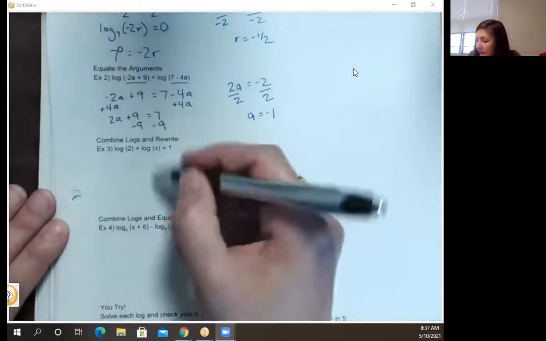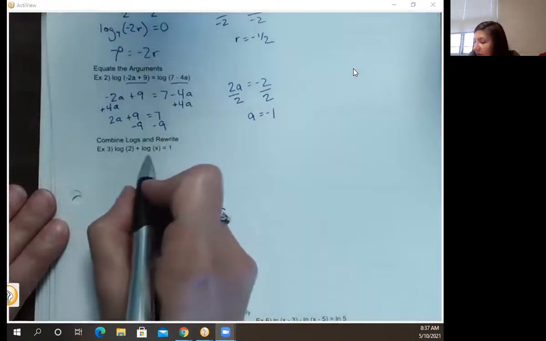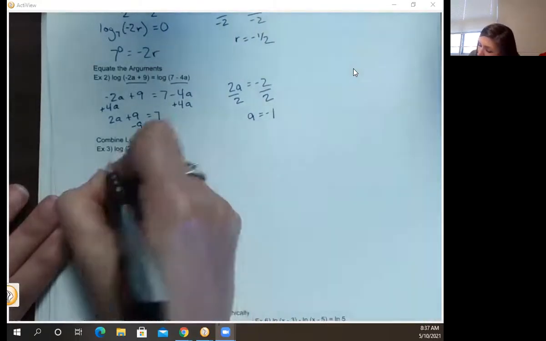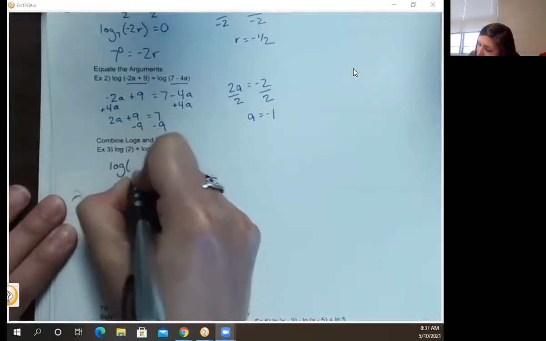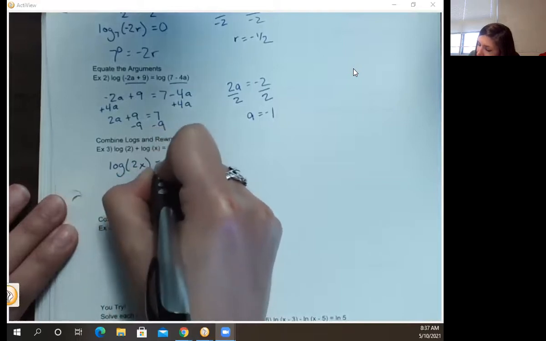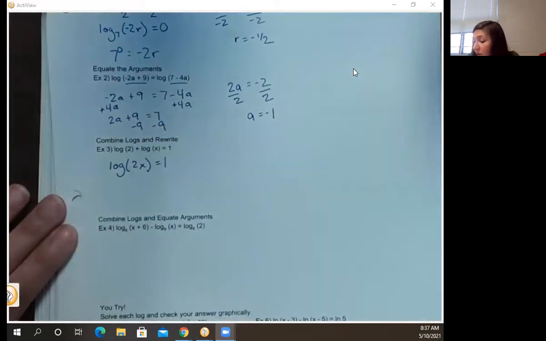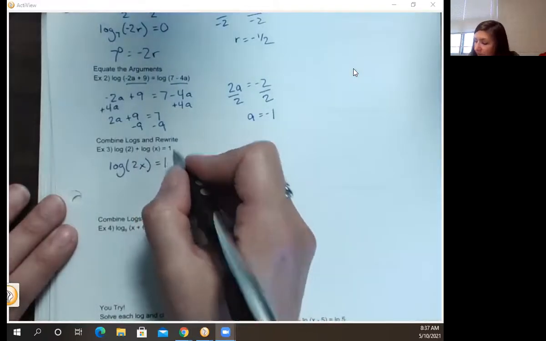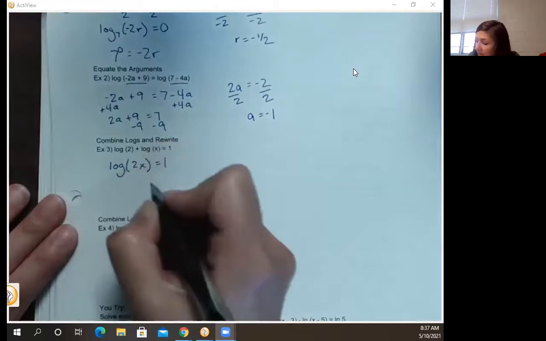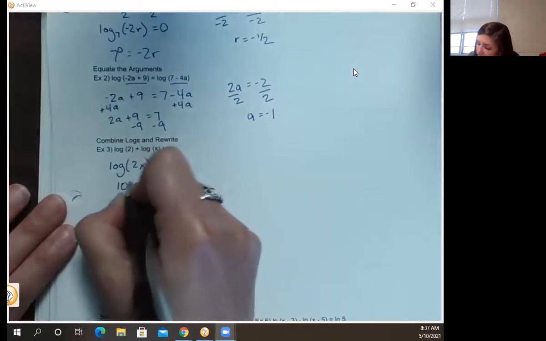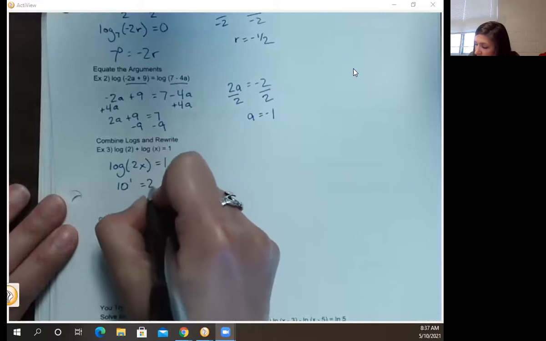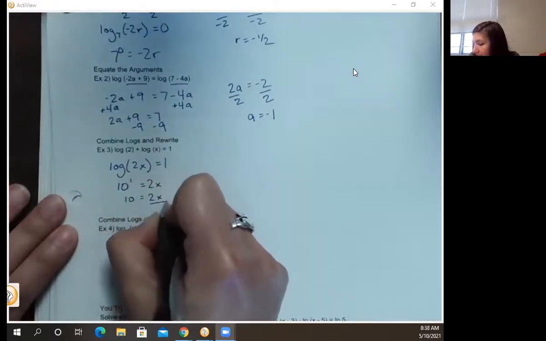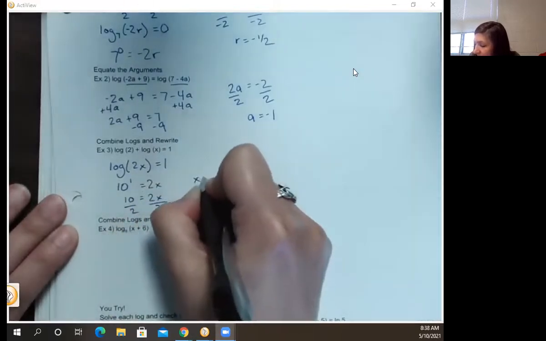The other examples we're going to look at are just variations on this. So if I've got multiple logs on the same side, I probably want to combine them. Since we're adding here, that means we're going to multiply our arguments. So log of 2 times x equals 1. And now, since I have a single log equals a number, I'm going to rewrite this in exponential form. Remember, when I don't see the base for my log, that means that it's 10. So this would be 10 to the first equals 2x. 10 to the first is just 10. And here I would get x equals 5.